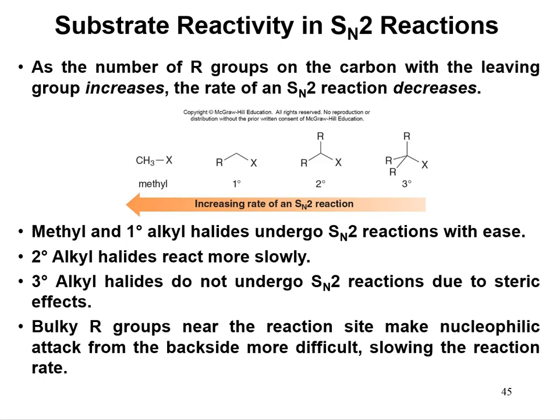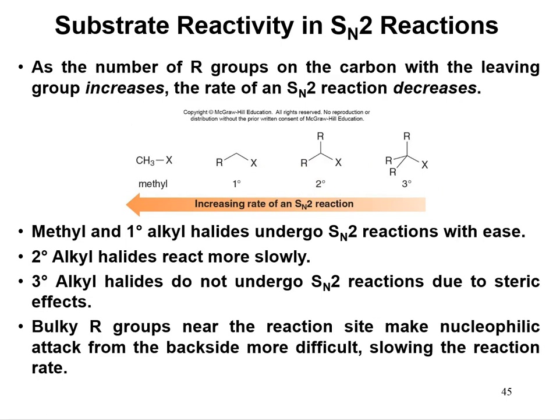There is a difference in reactivity depending on the classification of alkyl halide, which is also called the substrate. As stated here, as the number of R groups on the carbon with the leaving group increases, the rate of an SN2 decreases. The less substituted, the better. So, if the leaving group is attached to a carbon with 3 hydrogens, which would be called a methyl group, then the rate would be fastest. The classifications are shown here.